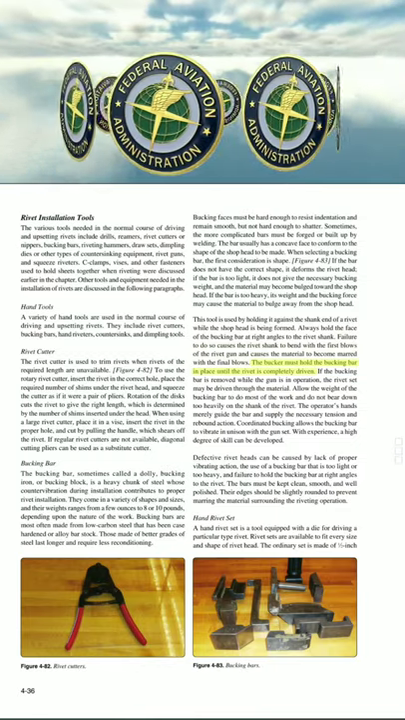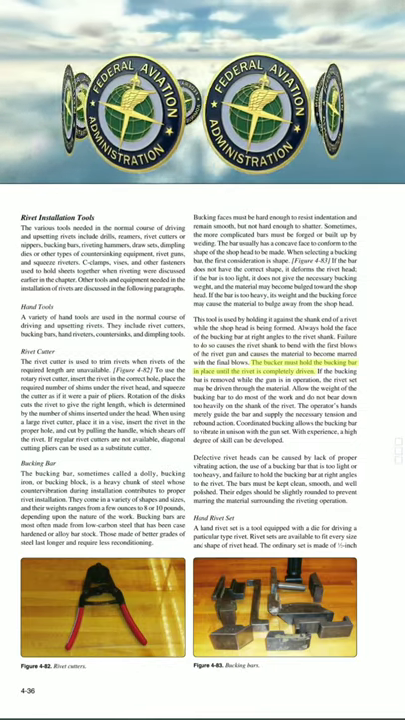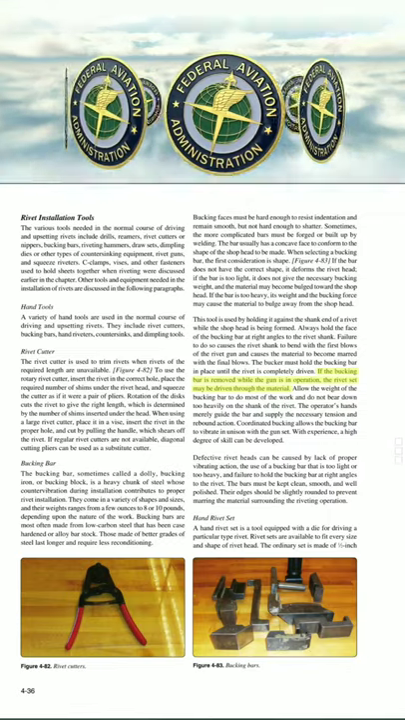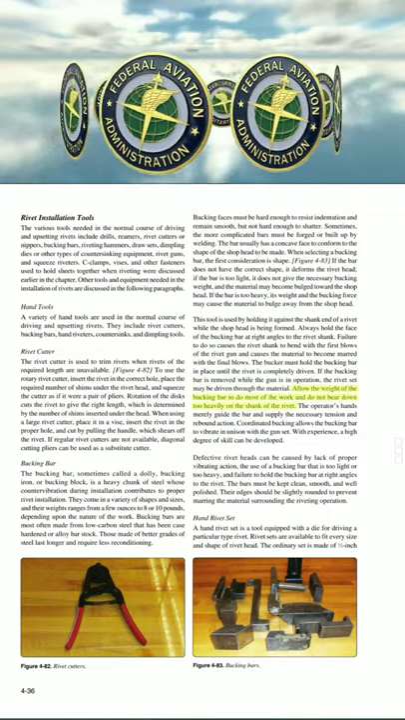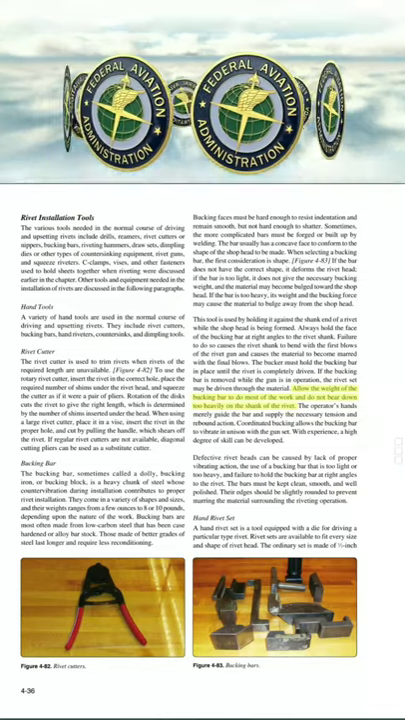The bucker must hold the bucking bar in place until the rivet is completely driven. If the bucking bar is removed while the gun is in operation, the rivet set may be driven through the material. Allow the weight of the bucking bar to do most of the work, and do not bear down too heavily on the shank of the rivet.